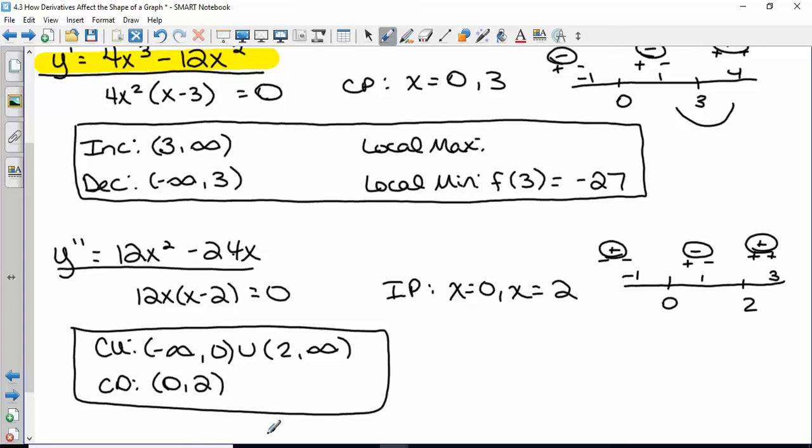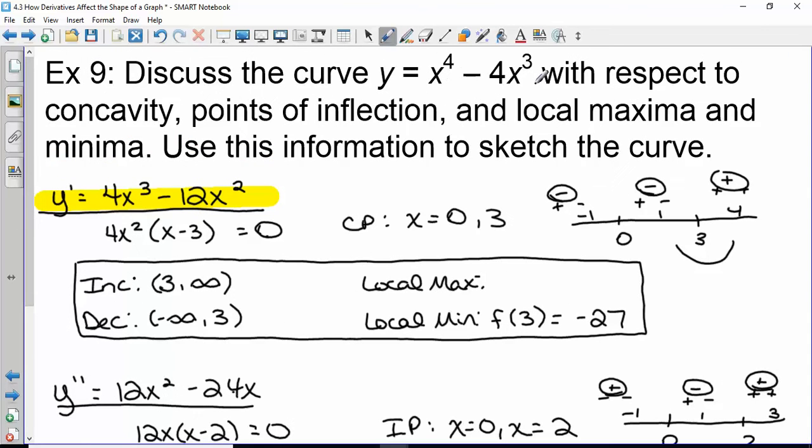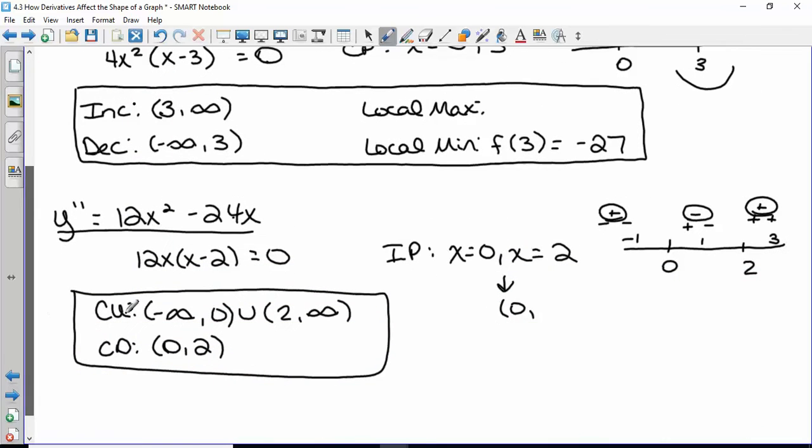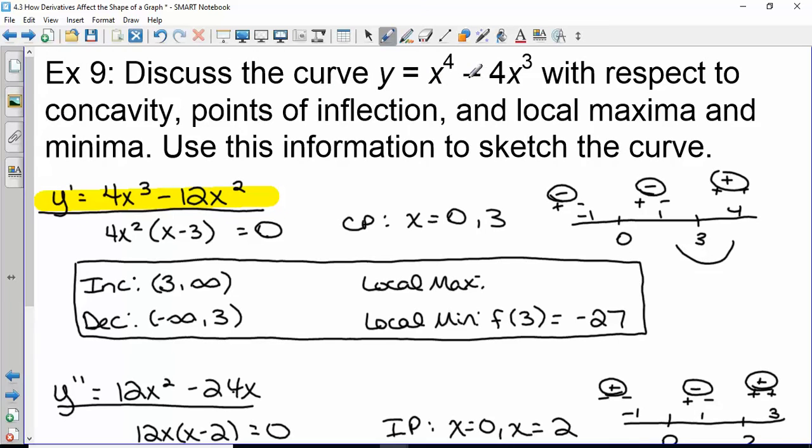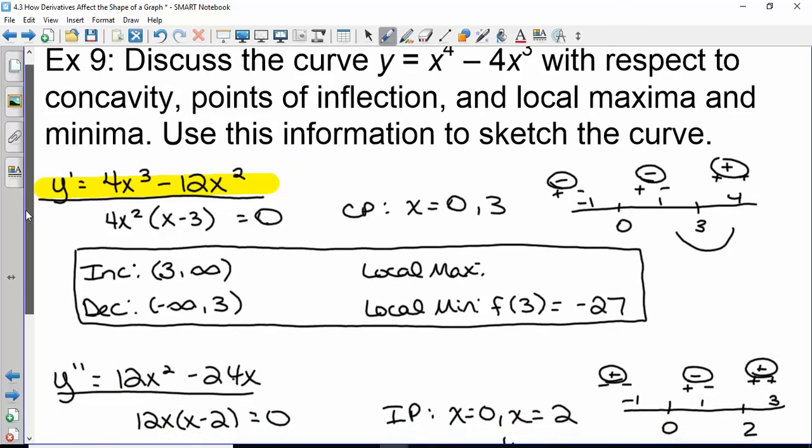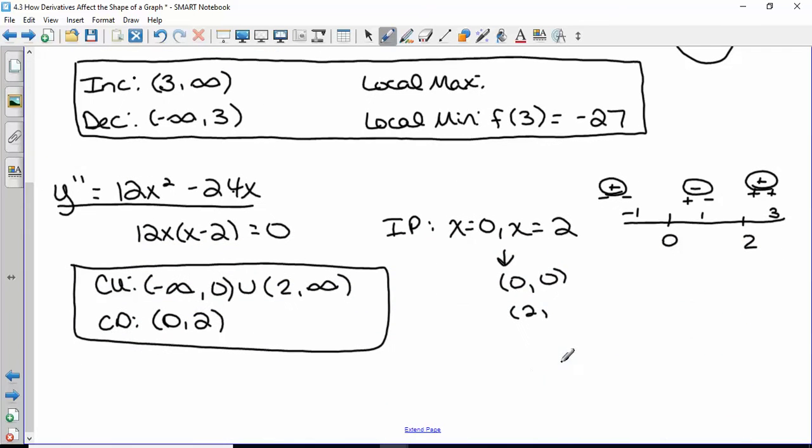Now I want a graph. Can I get ordered pairs for my inflection points? If x is 0, if you plug a 0 into the original, you get out 0. x is 2, if you plug a 2 in the original, negative 16. Right.